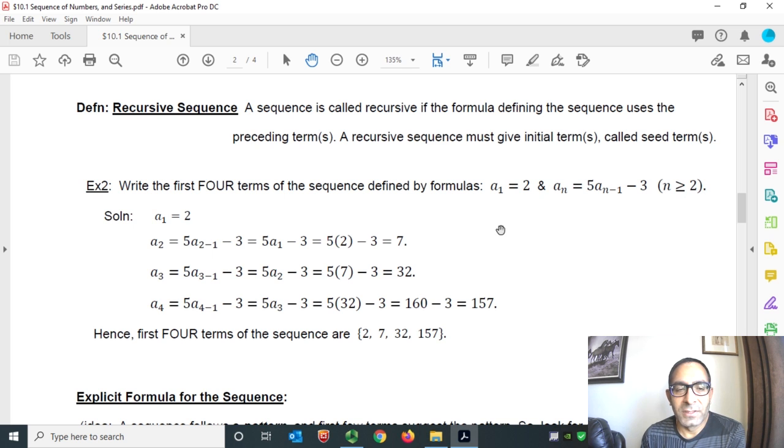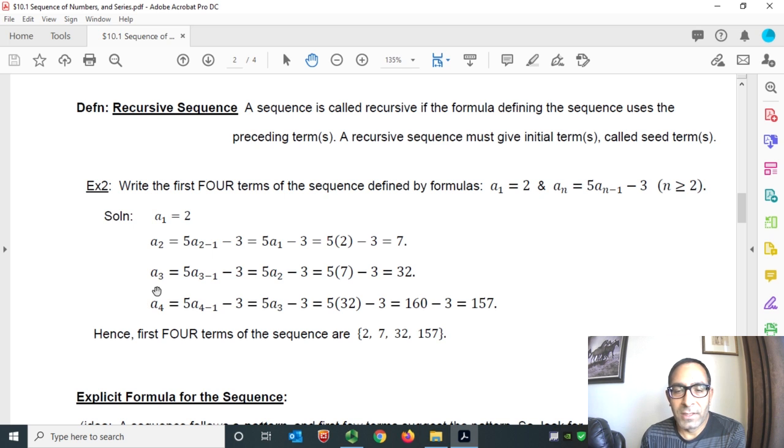So let's find the first 4 terms. a1 is given to us. Let's find a2, a3 and a4. Solution: a1 is given to us. Now for a2, in this formula put n equals 2. So the left side is a2, and the right hand side is 5 times a_(2-1), then minus 3. Here 5 times a with the suffix 2 minus 1, minus 3. This equals 5a1 minus 3, and put a1 equals 2. So here 5 times 2 minus 3 equals 7. So we found the second term is 7.